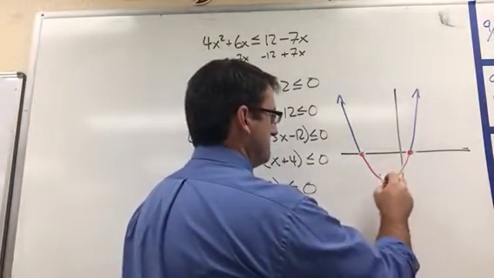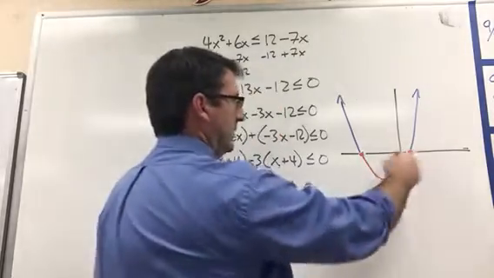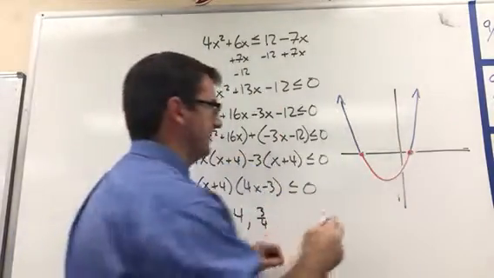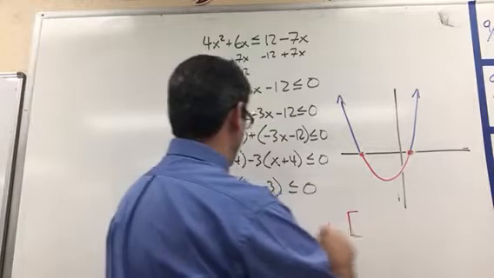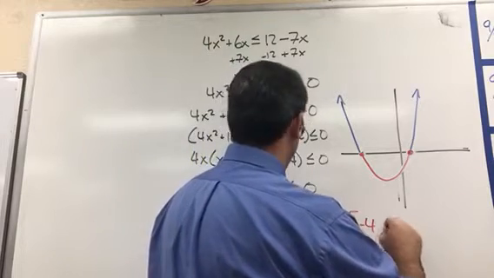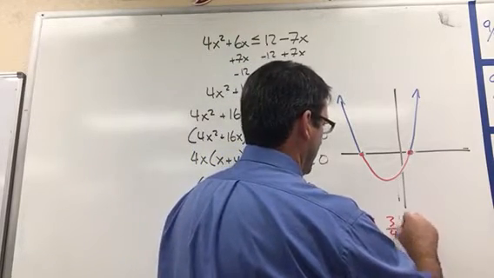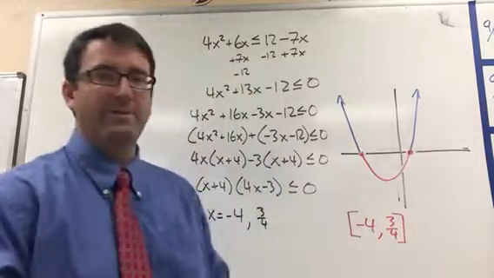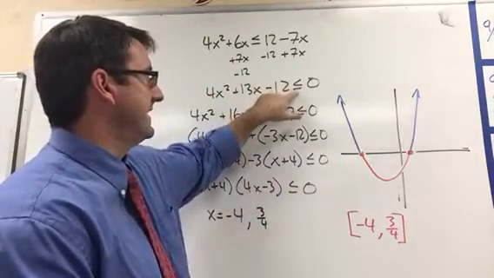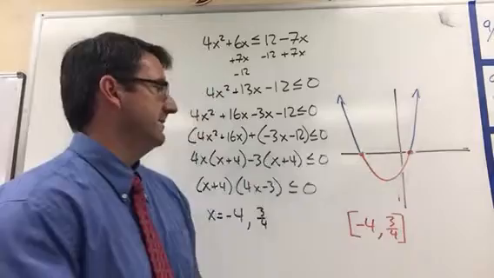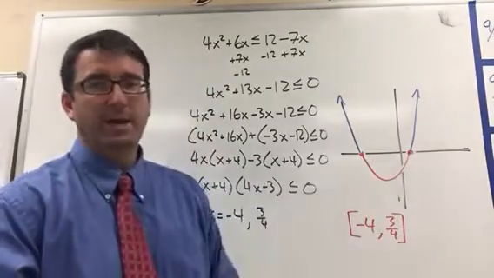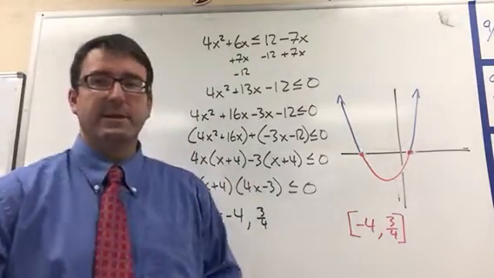So we're going to write our solution in interval notation. This is going to go from negative 4 to 3/4. And we're going to include negative 4 and 3/4 because this is less than or equal to 0. So we want to include those points where the function is equal to 0.